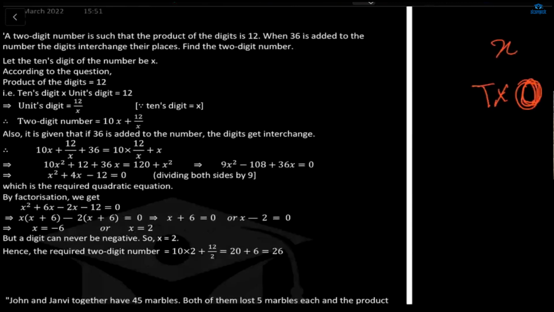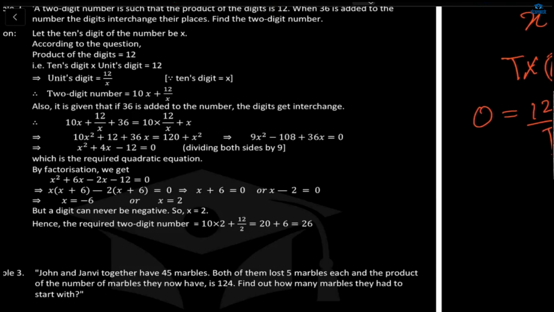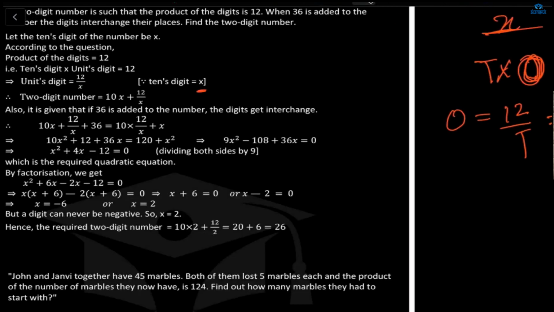So from here you can take that the units digit or ones digit will be equal to what? 12 by t. Yes, 12 by t. So the tens digit I have taken as x, so it will be 12 by x. Okay, so the ones digit you have got as 12 by x, and the tens digit number I have taken as x. Understood? Understood or not?